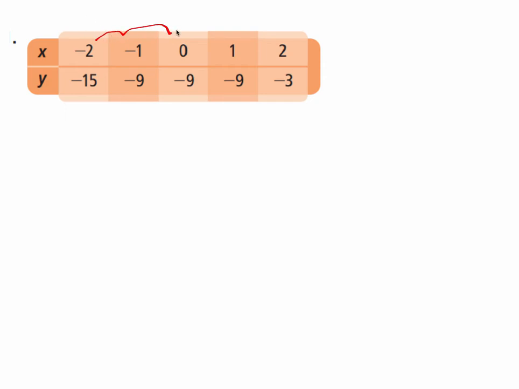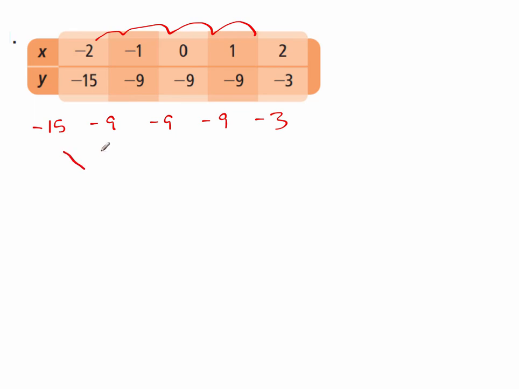I'm adding 1. All right. So I am moving up 1. I'm moving up at a constant rate. So let me try and find what degree this polynomial is. So you list them: -15, -9, -9, -9, -3. 1, 2, 3, 4, 5. Make sure you get the correct number.